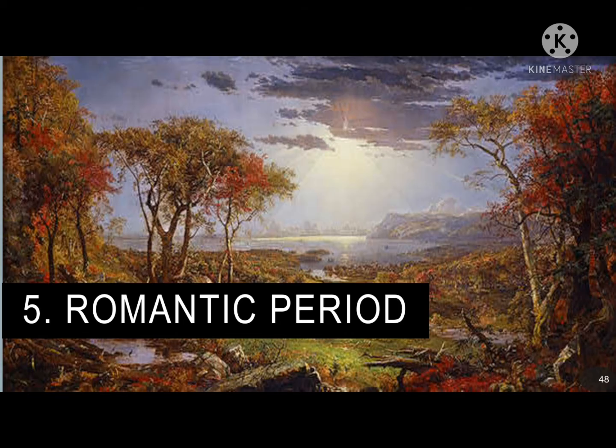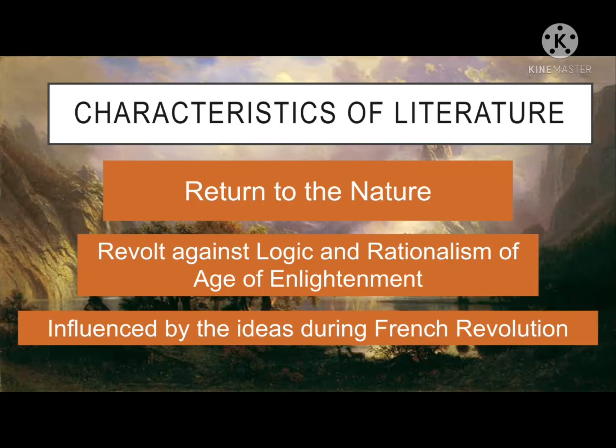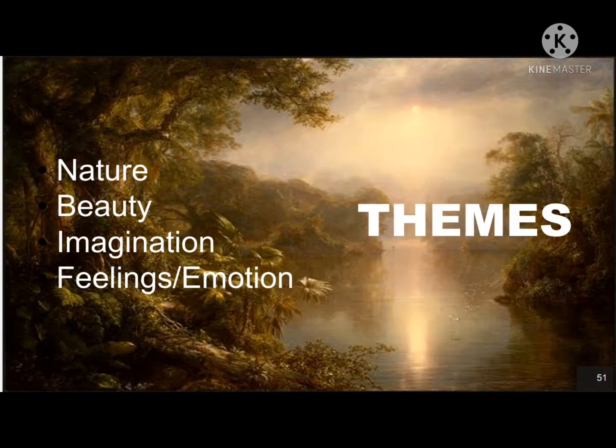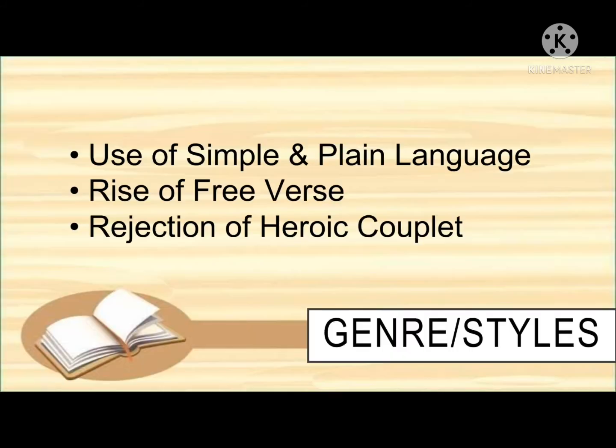The Romantic period is characterized by its return to nature. Due to changes that happened in society and the environment, this period tended to revolt against the logic and rationalism of the Age of Enlightenment. And it was greatly influenced by the ideas during the French Revolution. The ideology that has been known in the era is Romanticism. Romanticism designates a literary and philosophical theory that tends to see the individual as the very center of all life and all experience. The underlying themes revolve around nature, beauty, imagination, and feelings or emotion.